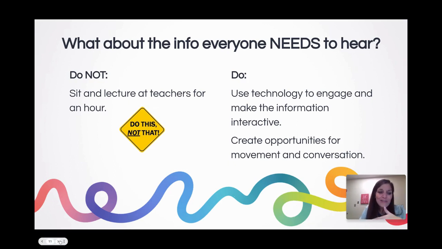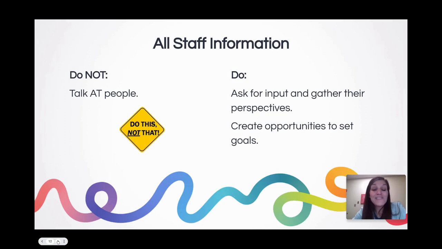Other things that you can do: do not talk at people. Get input and perspective. Provide opportunities for teachers to talk. In a later slide, I'm going to show you a Padlet parking lot where, if there's information that you have to disseminate, you can gather people's feedback while you're giving that information. And that also could be a place where you create opportunities to set goals. Make sure that people know what the objectives are, what the takeaways are, so that they can build towards that.